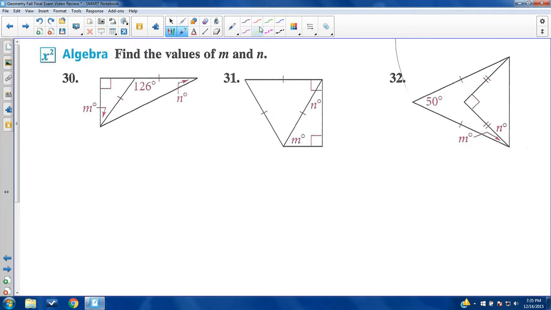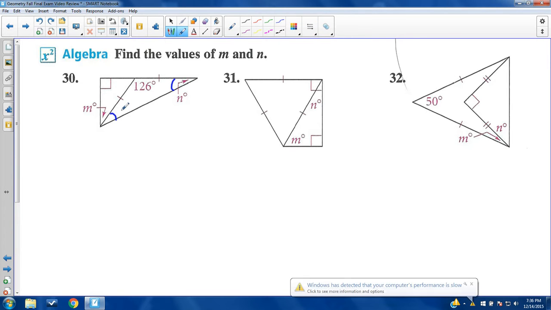This stuff is within the chapter, I do believe, and this has to do with isosceles triangles and equilateral triangles. What's true about isosceles triangles is that you'll have a pair of congruent sides, and the angles opposite them will be congruent. So the angle opposite this one is this angle. This is congruent to this side right here. So if this one's n, then this one's also n over here.